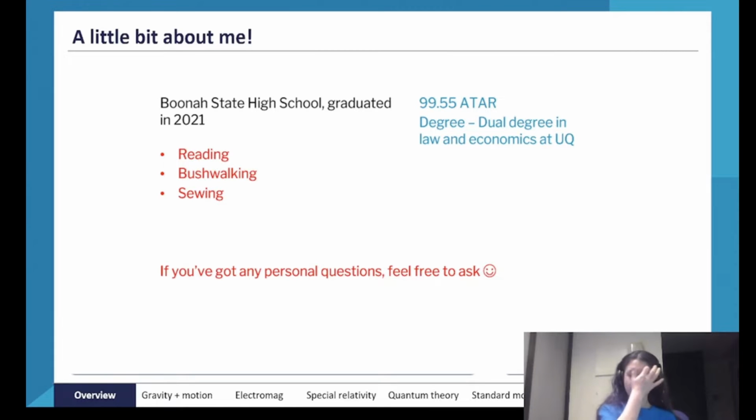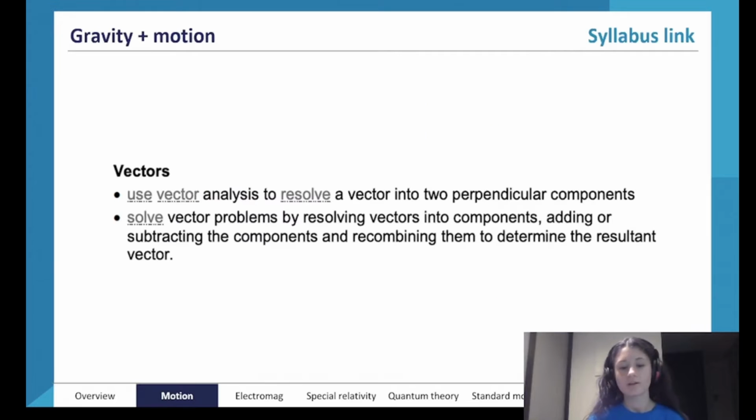But yeah, now let's get into some of the content. Starting off with a review of gravity and motion. This is the syllabus link for the first topic, which is vectors. We need to use vector analysis to resolve a vector into two perpendicular components, and then solve vector problems by resolving vectors into components, adding or subtracting the components, and recombining them to determine the resultant vector.